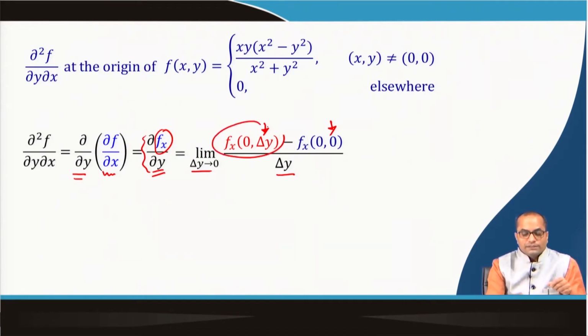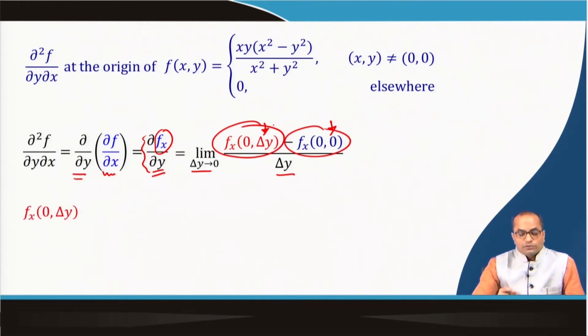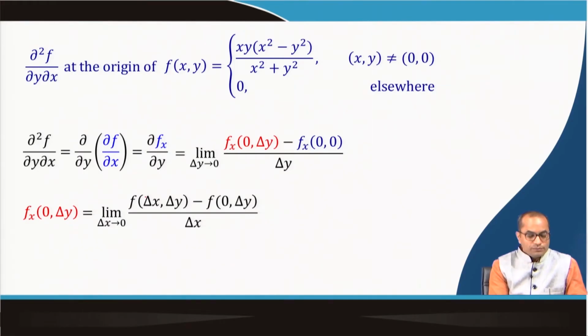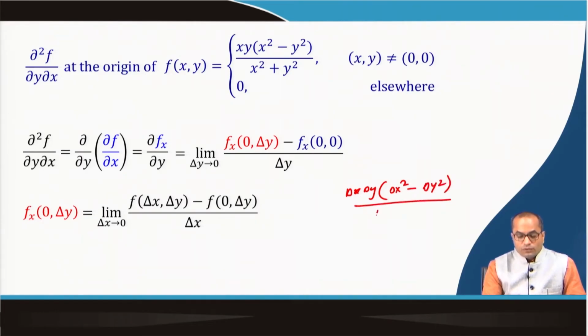So, these two quantities are required now. In this case, f_x(0, Δy), as per the definition with respect to x, we have Δx going to 0, and the variation in the ith place: 0 plus Δx minus 0. This we can easily compute again. So, Δx Δy times (Δx² minus Δy²) over (Δx² plus Δy²), and then divided by Δx, and at the end we will be looking for Δx goes to 0.